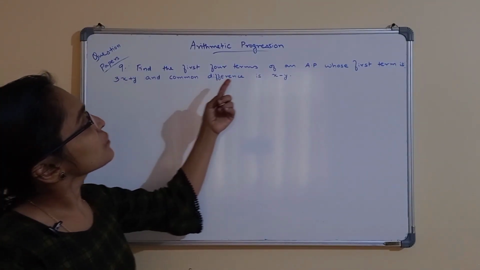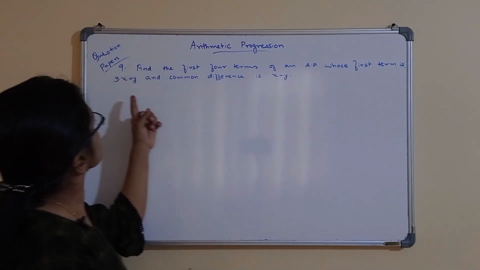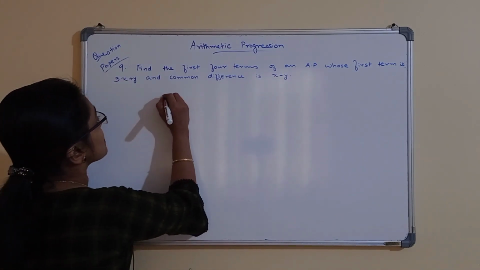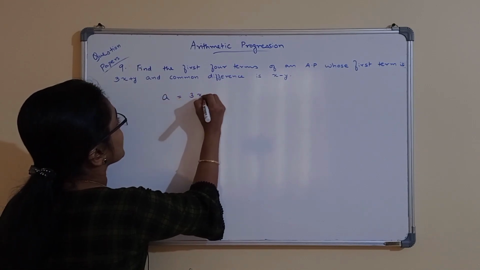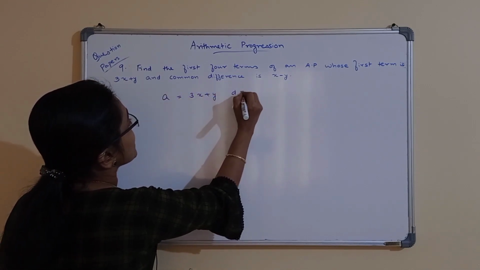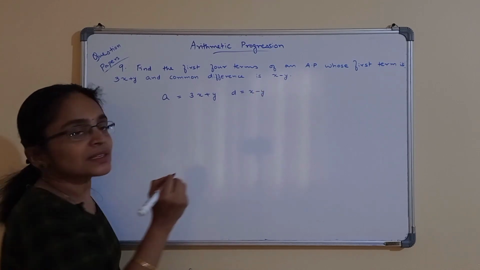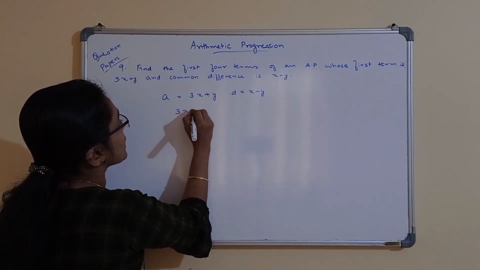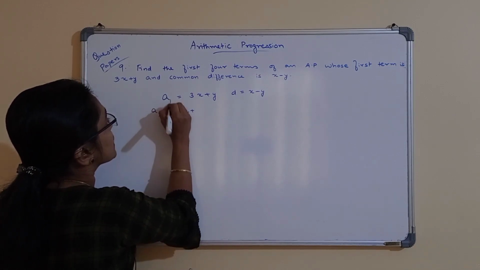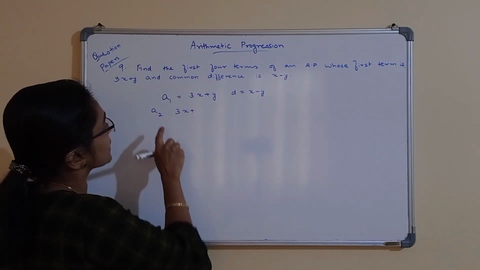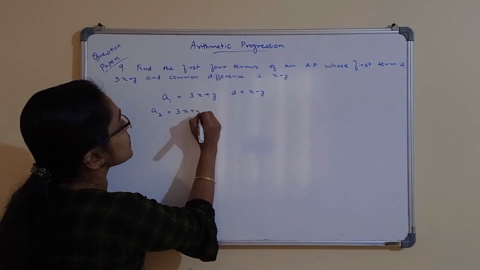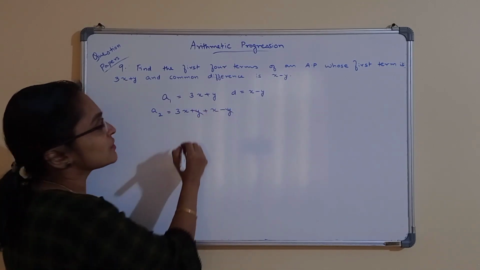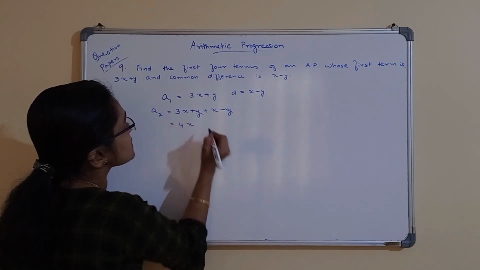Next, find the first four terms of an AP whose first term is 3x plus y and common difference is x minus y. First term a equal to 3x plus y and d is equal to x minus y. What is the second term? a plus d. That is 3x plus y. A2 is equal to, that is A1 equal to 3x plus y. A2 equal to 3x plus y plus x minus y. This y and minus y will get cancelled. So the second term is 4x.